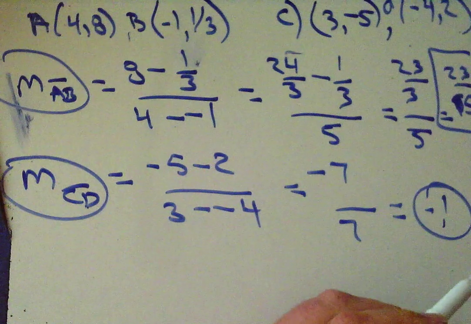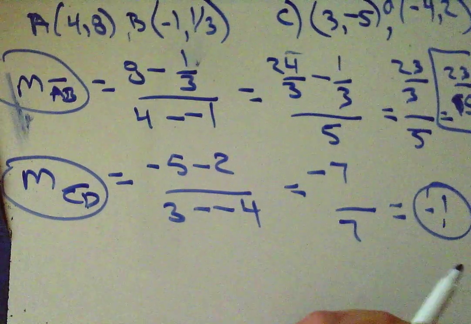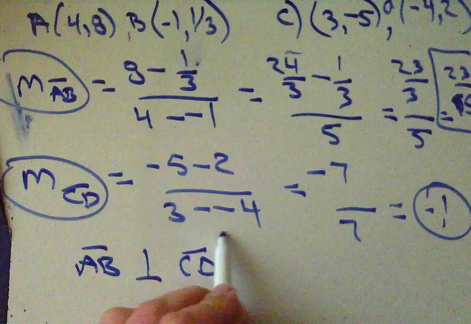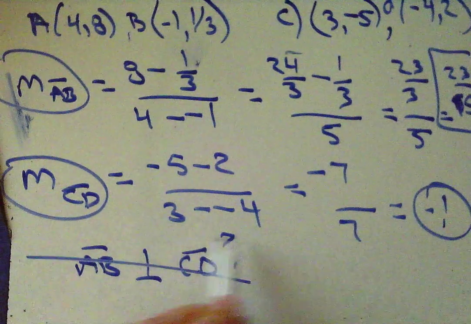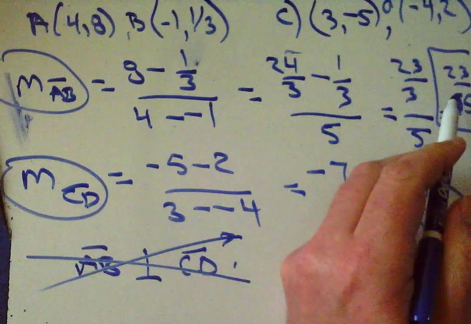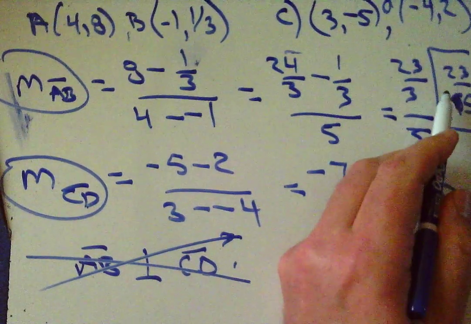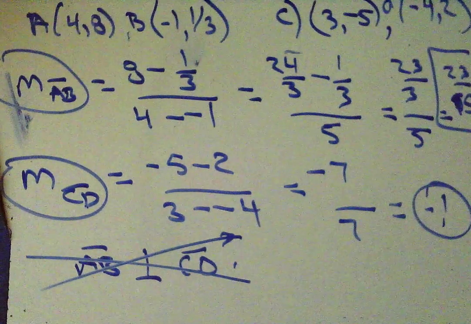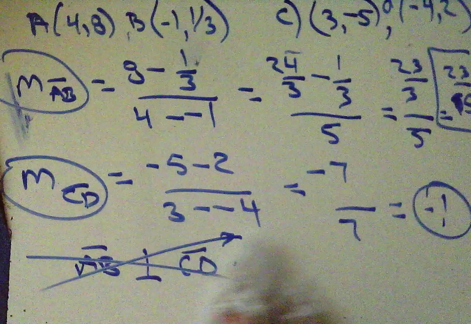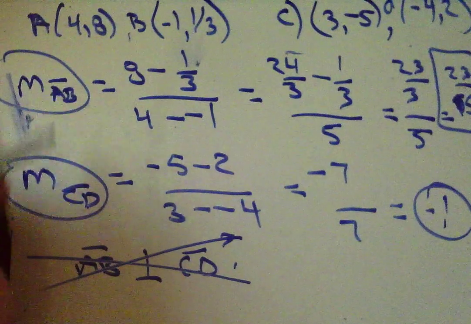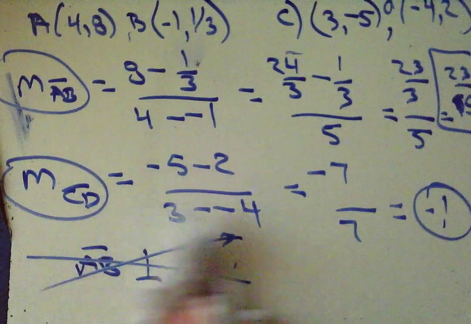Are these lines perpendicular to each other? Is it true that AB is perpendicular to CD? No, because they're not opposite reciprocals of each other. This is negative 1, this is positive 23/15. It's true that they're opposites, but they're not reciprocals. So our choices are parallel, perpendicular, or neither. In this situation, AB and CD are neither parallel nor perpendicular.